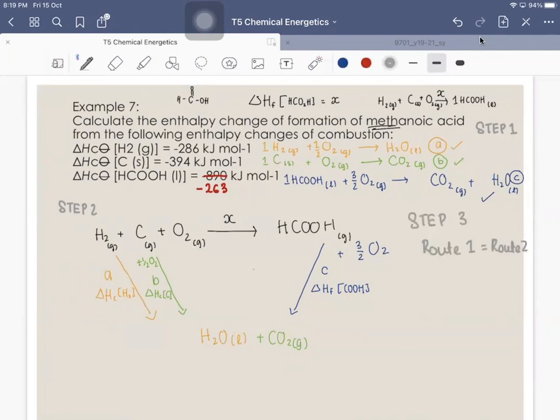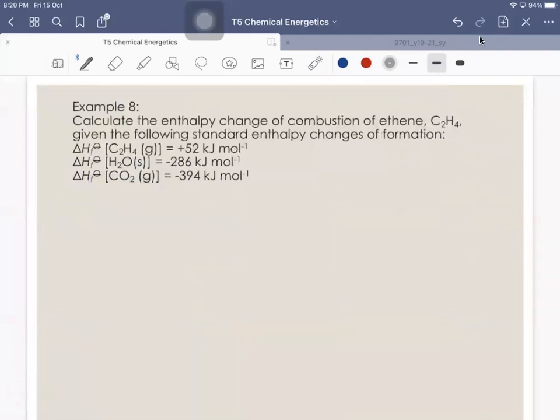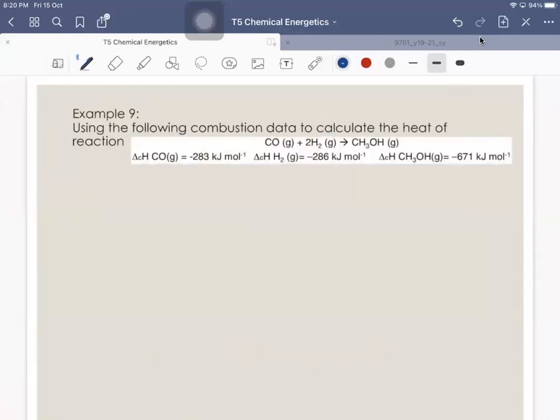Next would be example 8 and 9. Do we want to write that down together? Okay, so I think I will let you try example 5, 6, and 7 first, using the hints that I have given you, and then in the next lesson, I will give you the answer. Actually, why don't I just give you the answer now? Example 8, the answer is delta HC, it's combustion. Delta HC of C2H4 is -1412 kilojoules per mole.